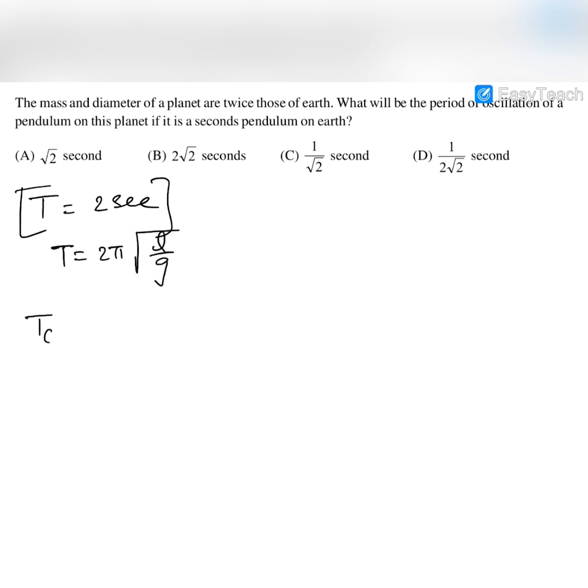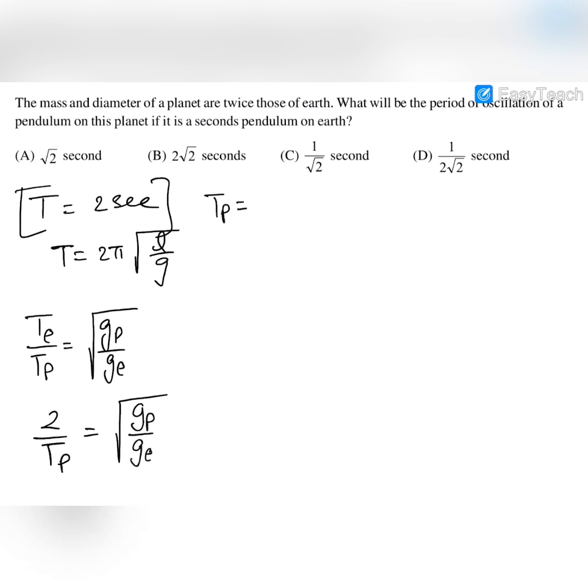So we can say that T of Earth upon T of that planet is equal to under root of g of that planet upon g of Earth, because the time period is inversely proportional to root g. The time period on Earth is 2 seconds because it is a seconds pendulum on Earth. So 2 upon T of planet is equal to under root of g of that planet upon g of Earth. So T of that planet will be equal to 2 under root of g of Earth upon g of planet.